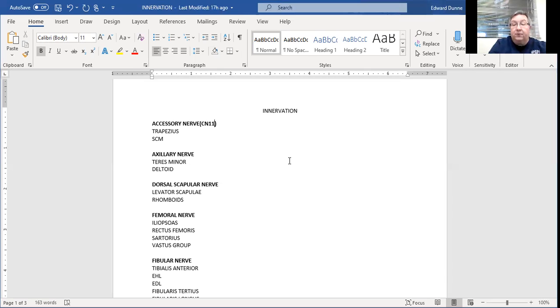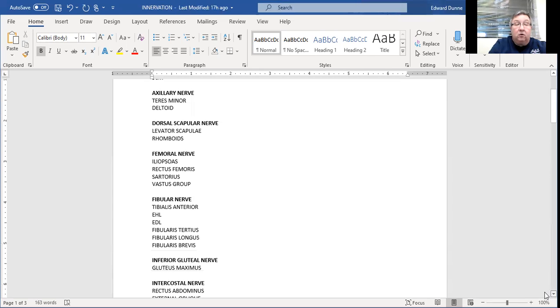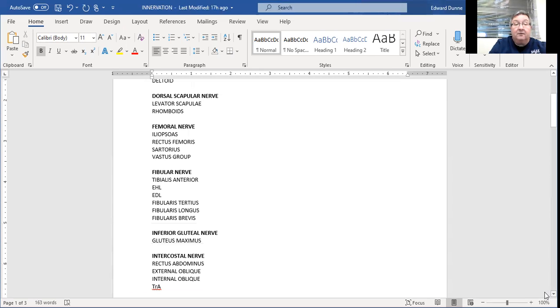So both of those muscles insert into the scapula, and both of those muscles are innervated by the dorsal scapular nerve. All right, dorsal scapular nerve.